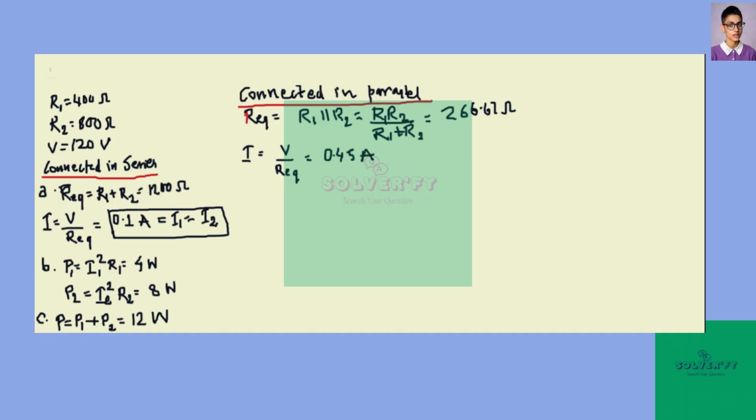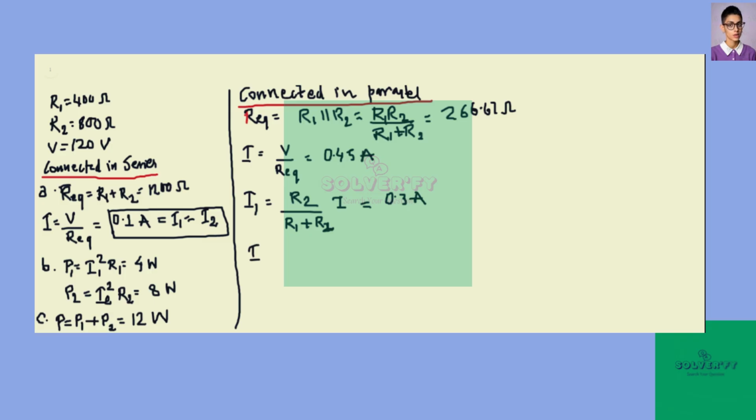All right, now since the bulbs are in parallel, the current won't be the same, the current will be divided, and it will be divided in such a way that I1 will be in inverse ratio of their resistance. So R2 upon R1 plus R2 times I, right? Now we know R2 is 800 upon 1200 into 0.45, that is equal to 0.3 amperes.